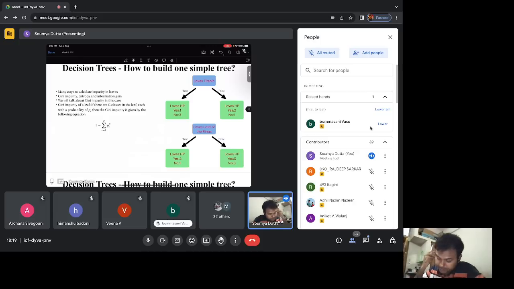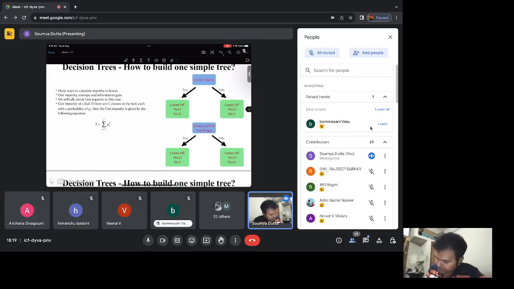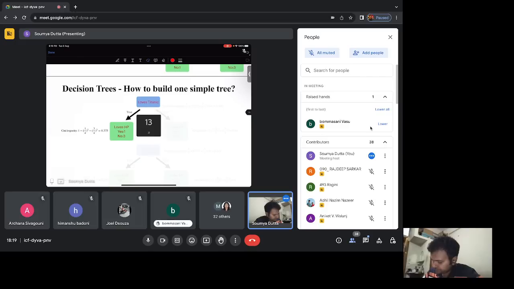So there are many ways to calculate the impurity in leaves. Gini impurity, entropy, information gain, all those things are there. Now we'll talk about the Gini impurity. This definition was also given in the class. The Gini impurity of a leaf, if there are C classes in the leaf, each with a probability of pc, is given by the following equation: 1 minus summation of pc whole square. Let me give you an example, then it will become much clearer.